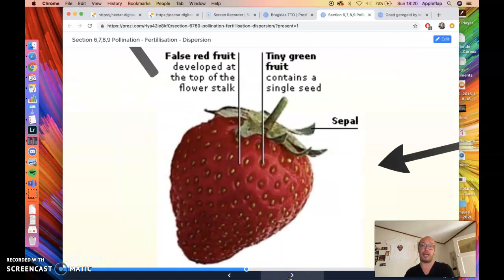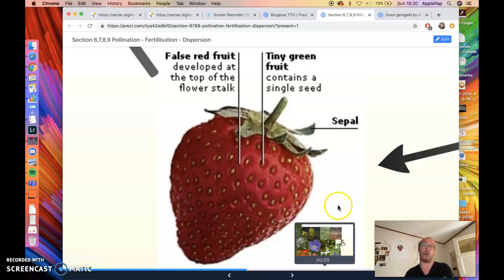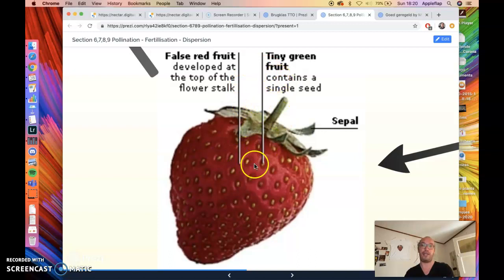Going even further, we see a strawberry here. One strawberry is actually 200 fruits or so. So every tiny green dot here is a fruit and it contains a single seed. This is actually not one fruit, but a false red fruit, but still it's lovely to eat. And in this way, if we eat it and the tiny green fruit seeds get in our abdomen and get through our intestines, and we go to the toilet, then we help to spread the strawberry plants over the world.